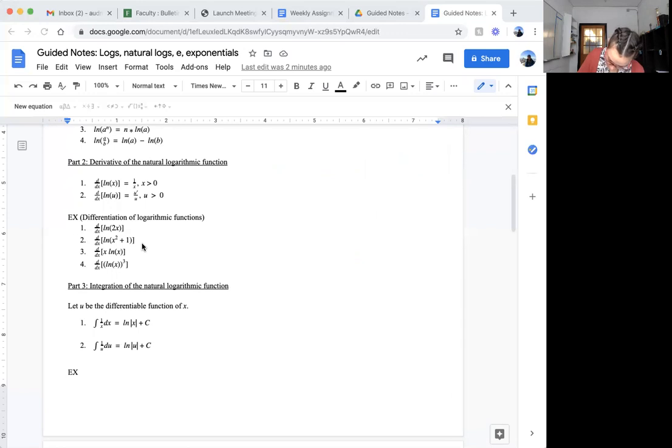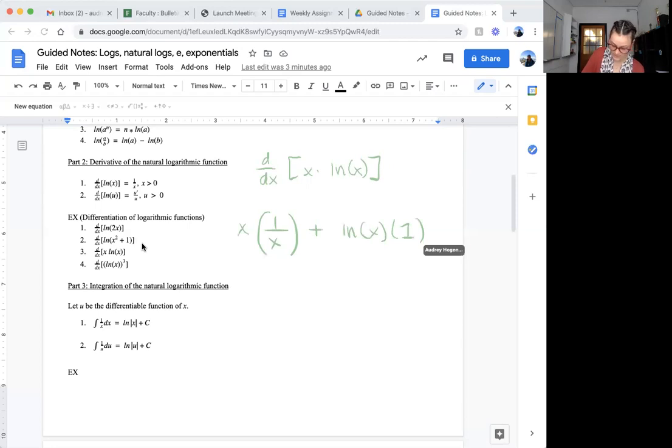Number 3, we have the derivative d over dx of x times ln of x. So we have a little product rule action in here. That's going to be first, x, times the derivative of the second, the derivative of natural log of x is 1 over x, plus second, ln of x, times the derivative of the first, which is 1. So we get x times 1 over x, which is just 1, plus ln of x. That's the answer for number 3.